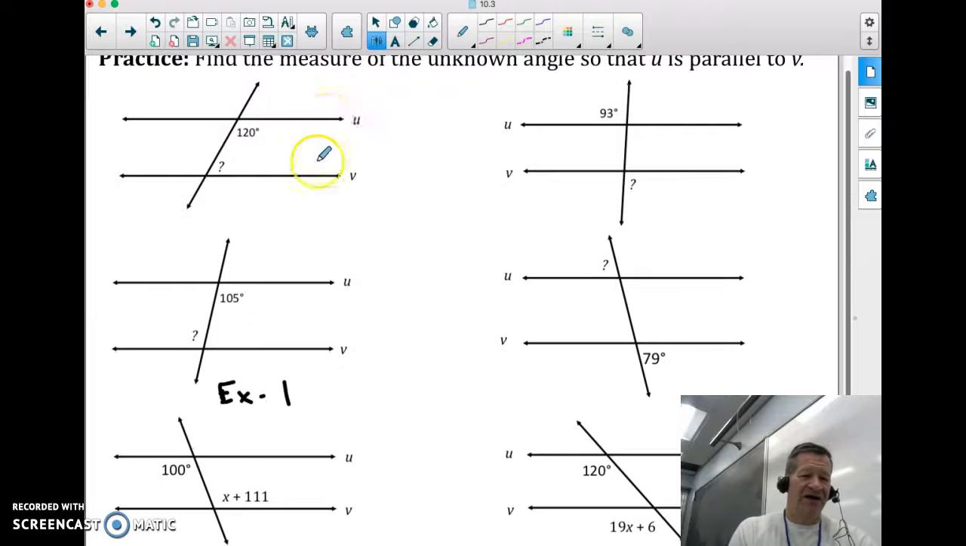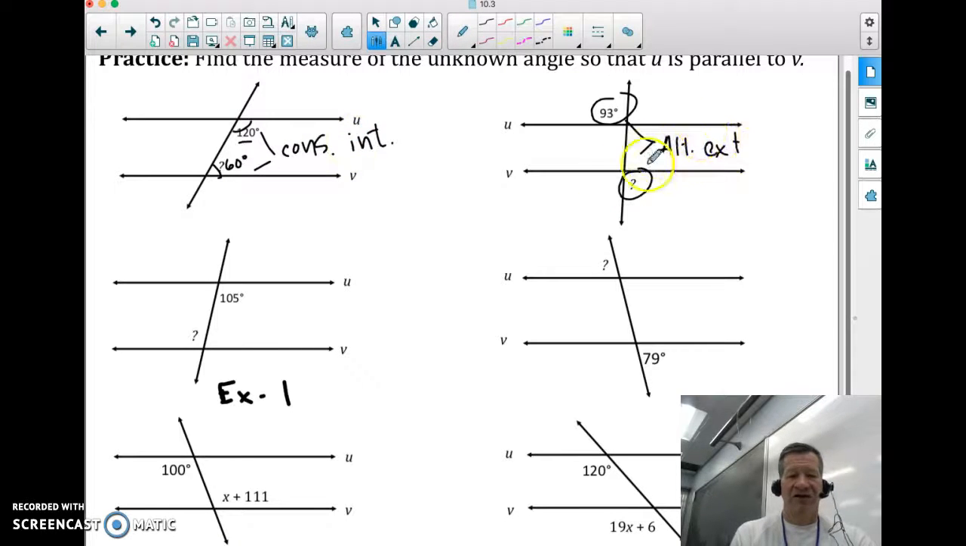Well, if these lines are parallel, we know that these are consecutive interior angles, and consecutive interior angles have to be supplementary. Notice this one is acute, this one is obtuse. So this is 120, that means this angle must be its supplement, it must be 60 degrees. Here we have a 93-degree angle, and we want to find this question mark, and we know that these two angles are alternate exterior. And I should have marked that for the first one. These two angles are consecutive or same side interior.